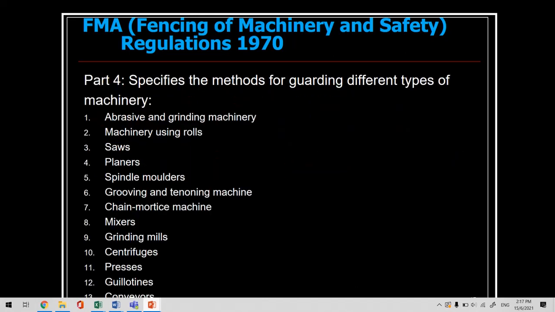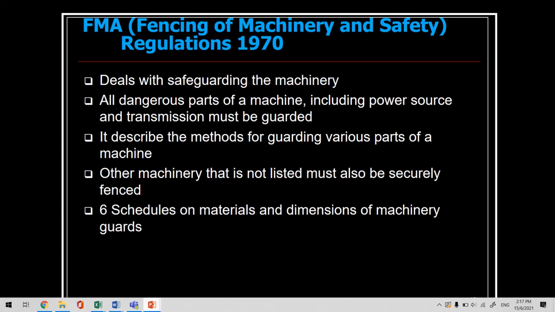And Part 4 specifies the method for guarding different type of machinery, including abrasive and grinding machinery, machinery using rolls, saws, planers, spindle molders, grooving and tenoning machine, chain mortise machine, mixer, grinding mill, centrifuge, presses and guillotines and conveyors.